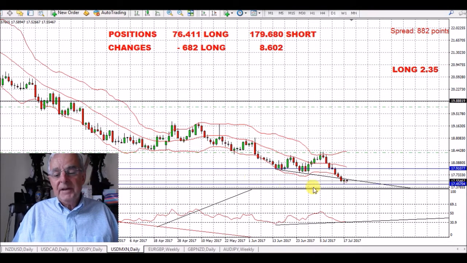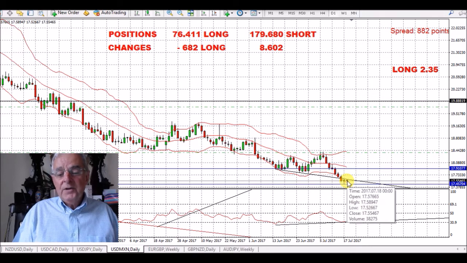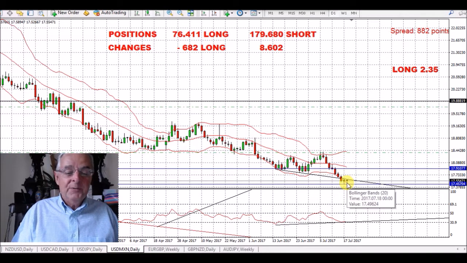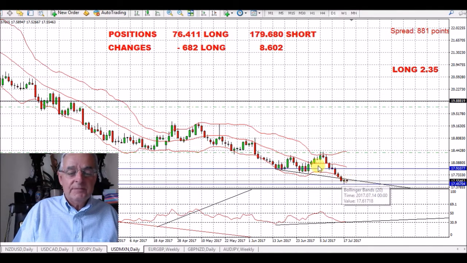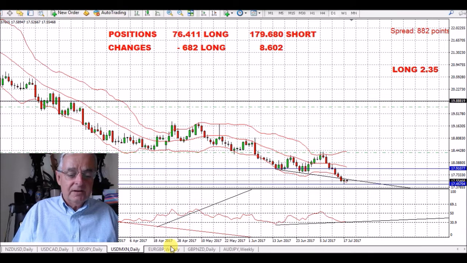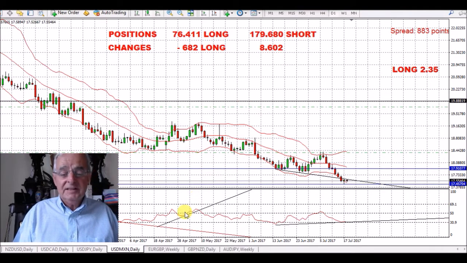USD Mexican peso. We're about on the bottom again yesterday. We did have a bit of a green candle, a little bit of a red one this morning because of the weakness in the dollar. Hopefully that'll improve. There were more shorts added for the Mexican peso, so we are expecting this to go up.